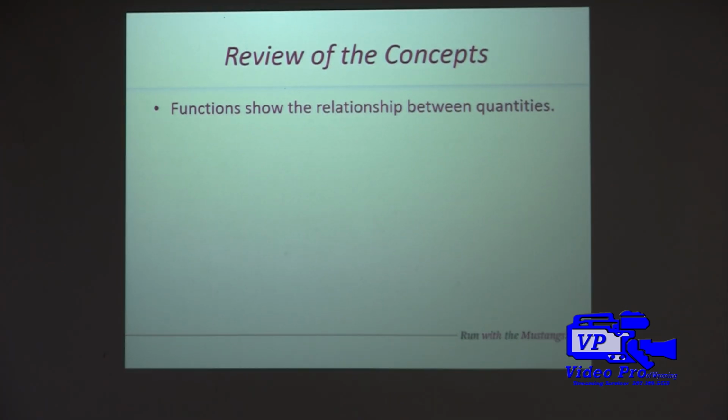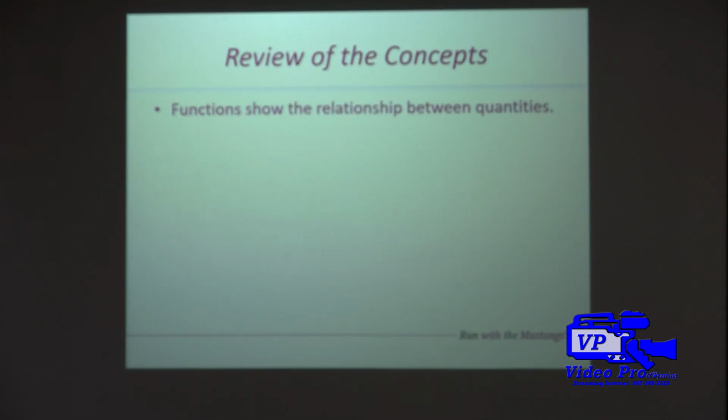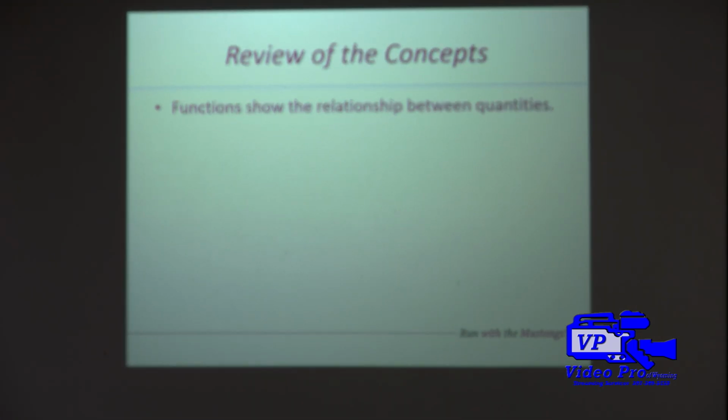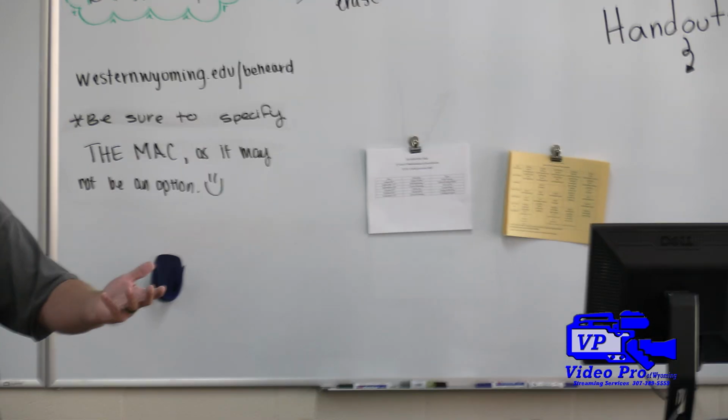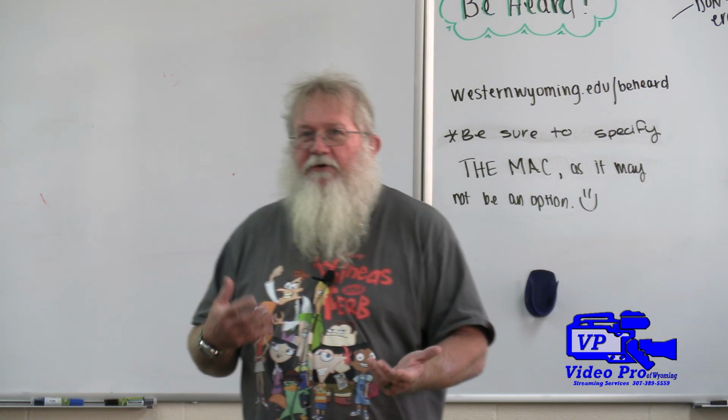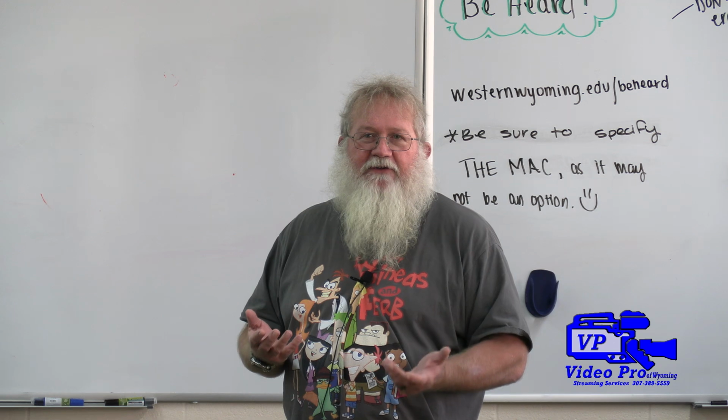So, a brief review of some concepts we're going to need for today, because we are going to derive a formula here. Functions show relationships between two quantities, and the function that we're going to start off with shows the relationship between time and how much money you have invested. Then we're going to use that function to come up with a new function which will give us the doubling time.